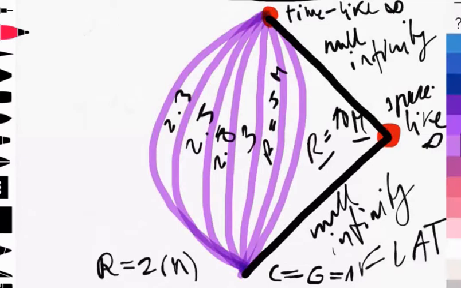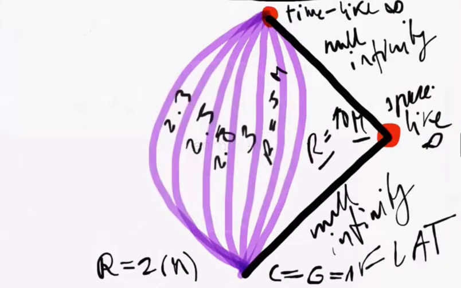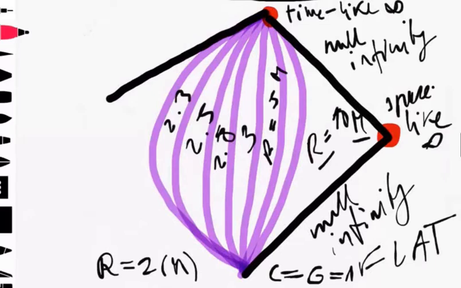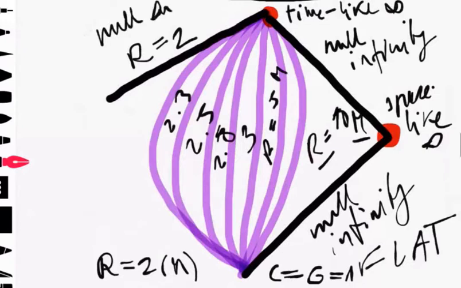I'm not going to show it to you mathematically, but when you reach the 2m solution, you have exactly this surface here. Okay, so this is r equals 2m. So here you have a null surface.